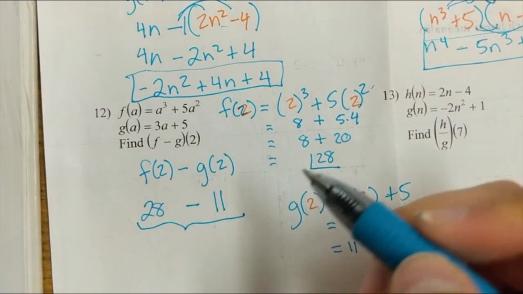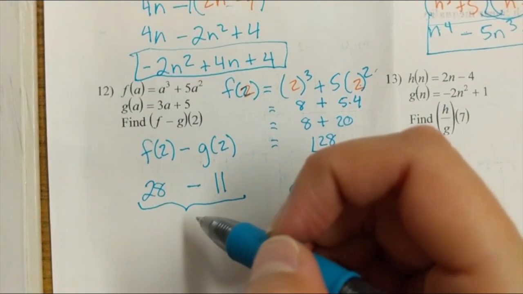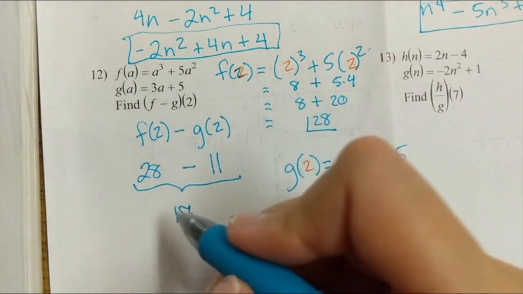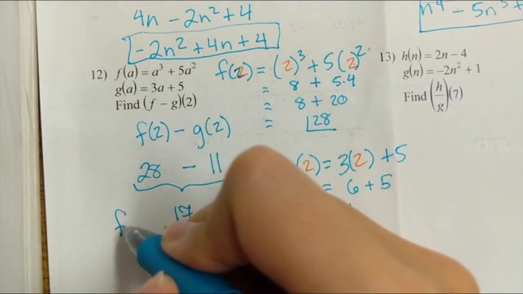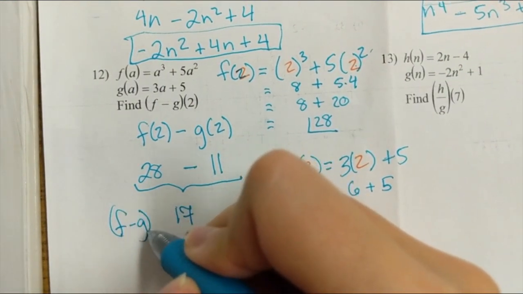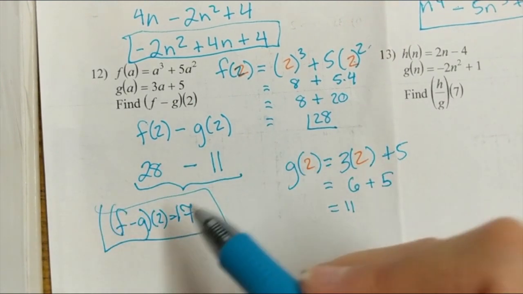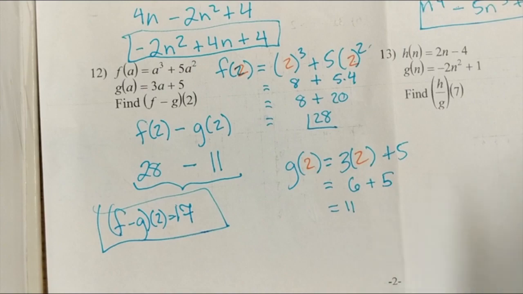All right, 28 minus 11, 17. So f minus g of 2 is 17. It doesn't need to be written like this, but it just gets us more comfortable with the notation.